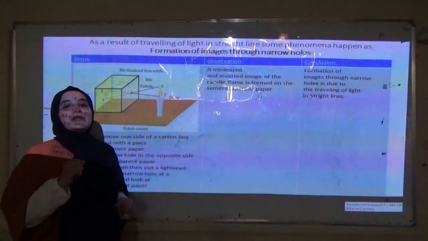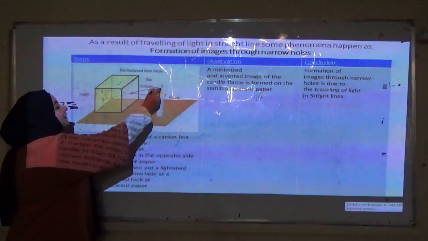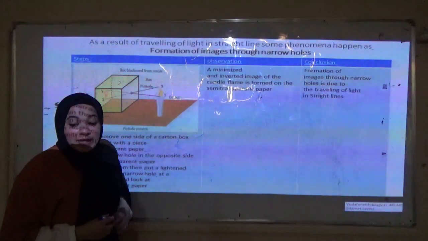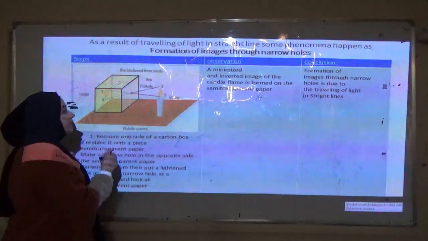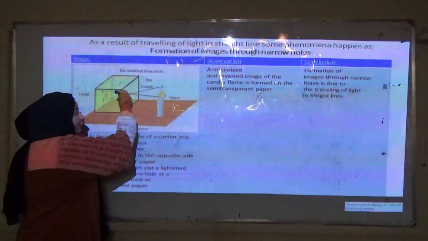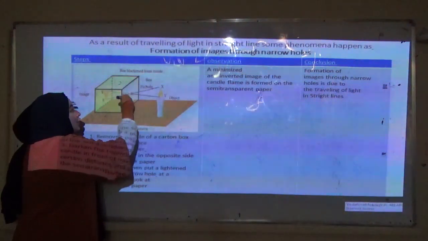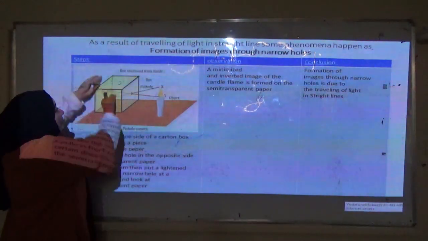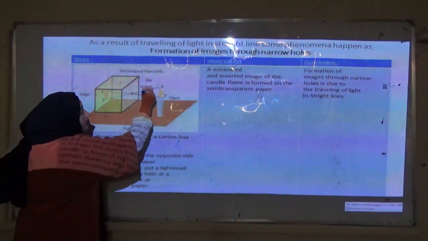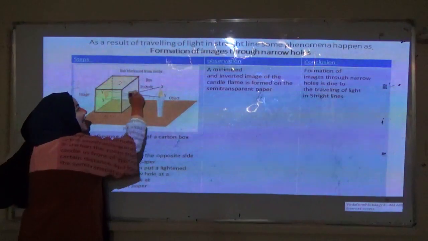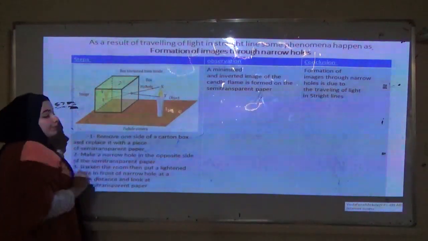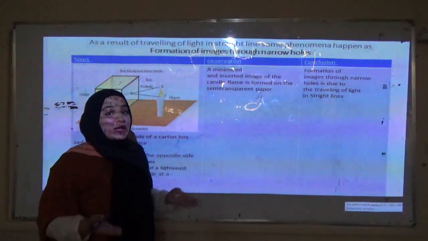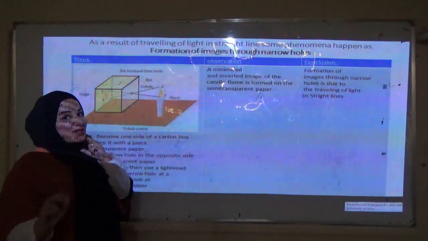Now, some students might ask me, why, teacher, did the candle become inverted? Imagine with me, because light travels in a straight line, rays come from here and here and here, so the image becomes inverted. If the image became upright, that would mean the light moved in a zigzag shape. The image is inverted because light travels in a straight line.